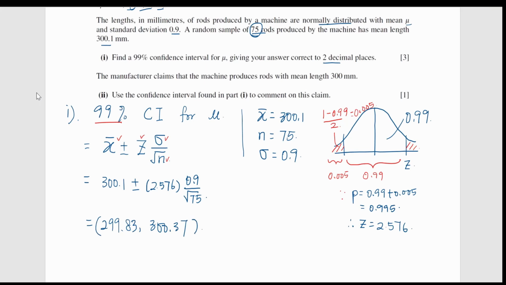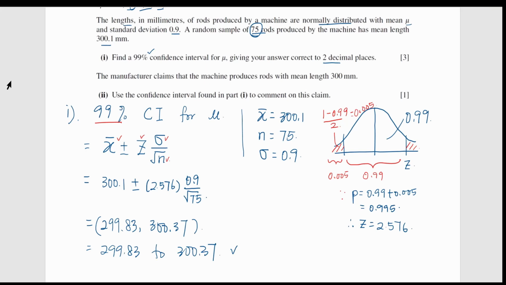All right, so we found the confidence interval. You can write your answer like a coordinate pair, or you can say that it's 299.83 to 300.37. Okay, so that means we are 99% confident that the population mean, in this case referring to the length of the rod produced, the mean length produced, should lie between 299.83 and 300.37 millimeters. Okay, 99% confident.